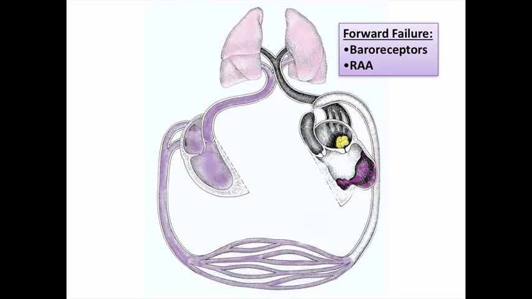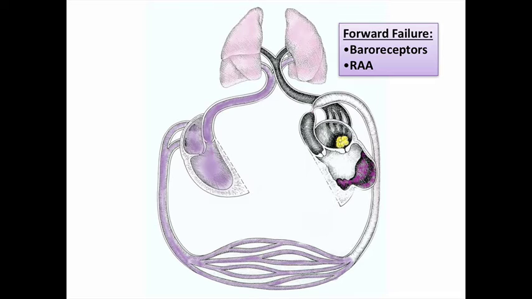Forward failure is driven by a decrease in cardiac output, which is going to be sensed by the baroreceptors, which would then send that reflex stimulation, which we talked about before, to try to get the cardiac output back up. This is compensation. This is the compensatory response.